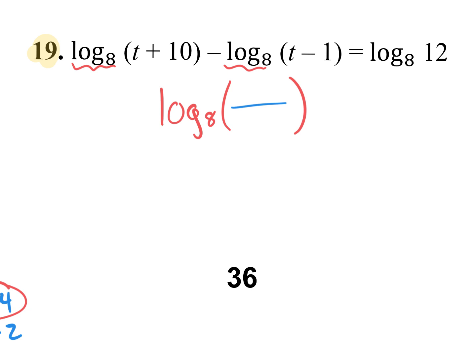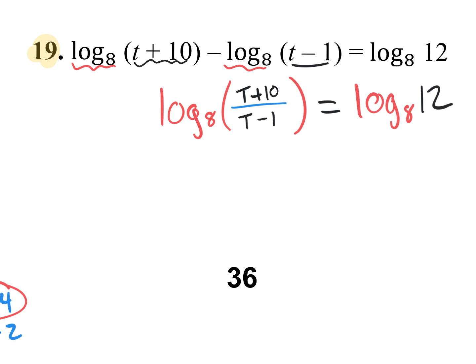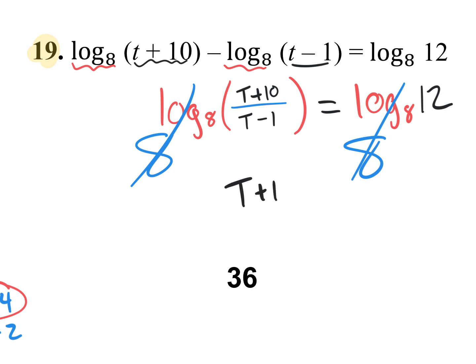And of course, you're going to write the first one on top, t plus 10, and the second one on the bottom, t minus 1. That's what we call condensing using the quotient property. And you have the equal sign. And of course, you have that same log base 8, but it's of 12. So now you have log base 8 on both sides. You could raise both sides to become powers of base 8. Base 8 eliminates. What do we have left? We have the fraction t plus 10 over t minus 1 equals 12.